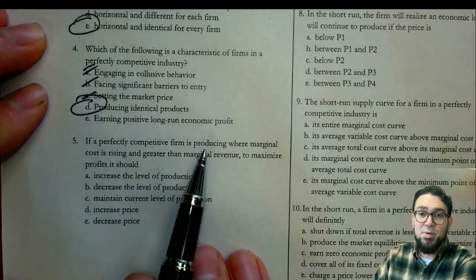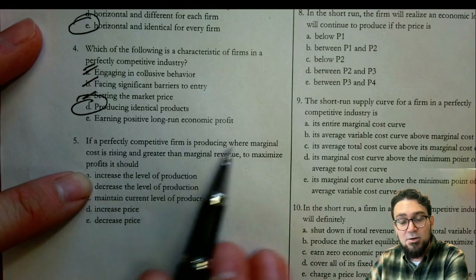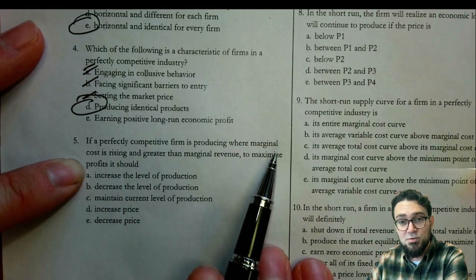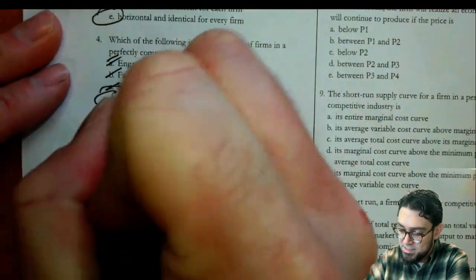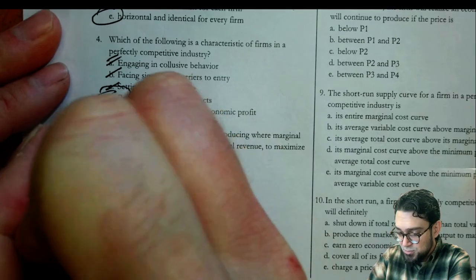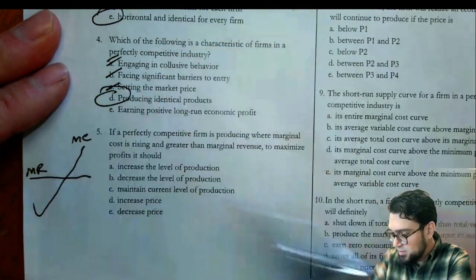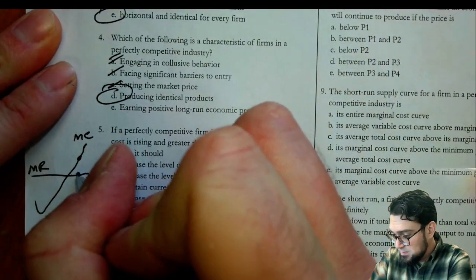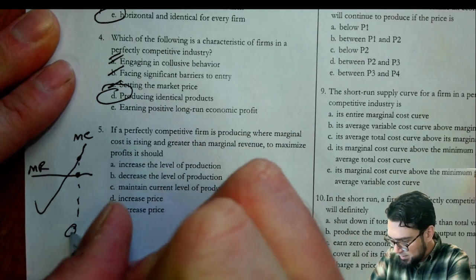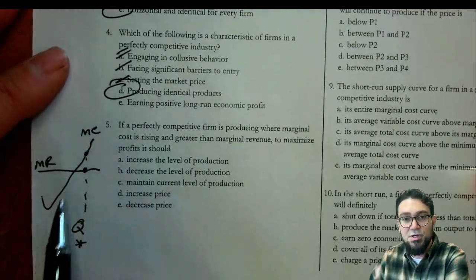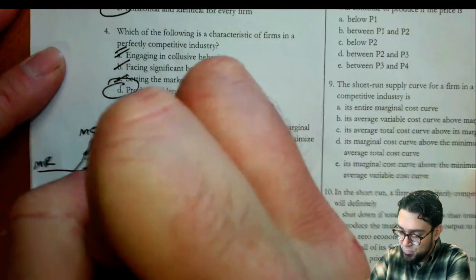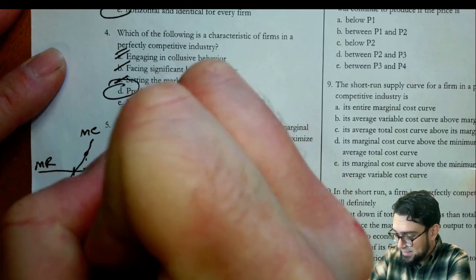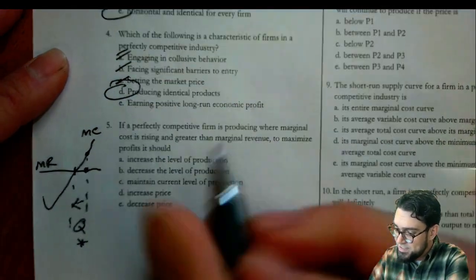5, if a perfectly competitive firm is producing where MC is rising and greater than marginal revenue, to maximize profits, it should do what? So in other words, we've got marginal revenue right here. We've got marginal cost right here. And it's saying marginal cost is rising and greater than MR. So that would be right here. So we are at Q star. What should we do if we want to get the most profit? Well, we want to back off of that and get to this quantity. So decrease the level of production, B.